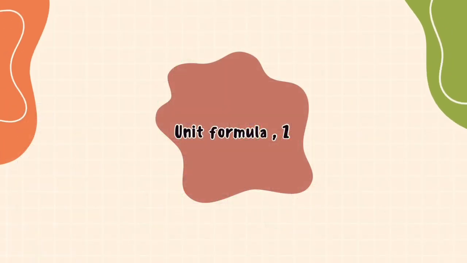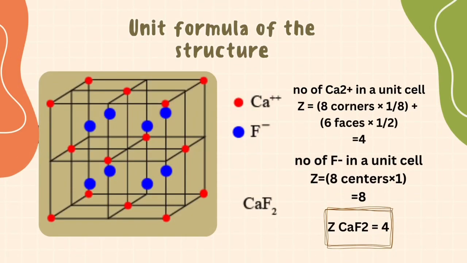Next is the unit formula Z. Unit formula is the number of atoms or ions contained in a single unit cell. As you can see here, this is the figure of the fluorite structure in the FCC lattice, which is face-centered cubic. When we look at the structure, the red dots represent the Ca2+ ions, while the blue dots represent the fluoride ions. Firstly, the number of Ca2+ contained in a unit cell is 4.